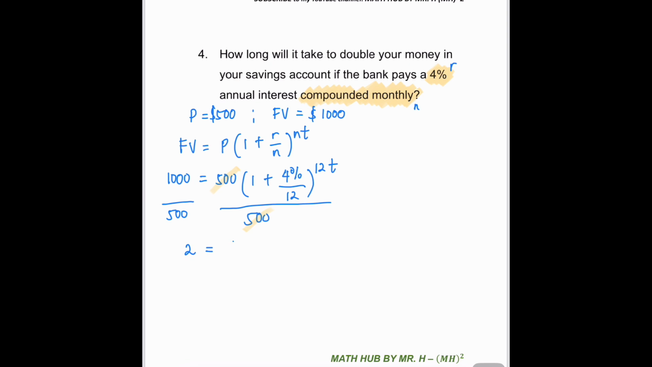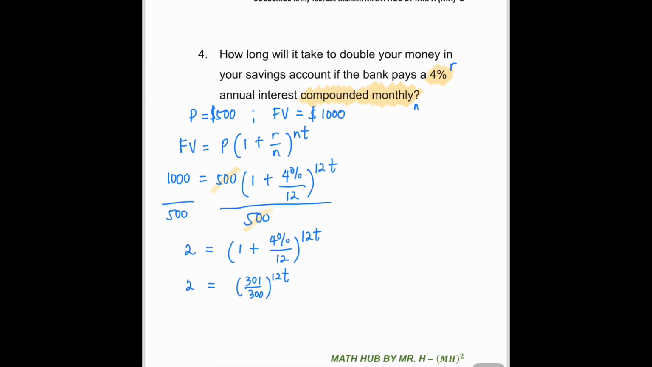And then we're left with 1 plus 4% divided by 12, to the power of 12t. All right, so you can simplify whatever is inside the parentheses, or the base. So we have 2 equals, and you need to type this whole thing on your calculator. If you do that, it's going to give you 301 over 300 to the power of 12t.